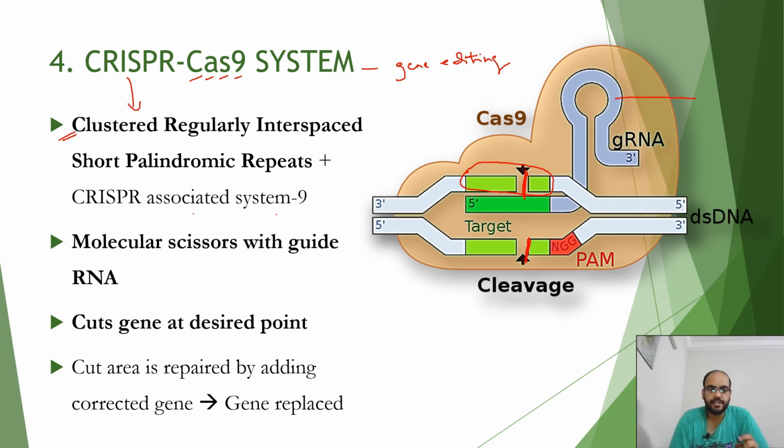So CRISPR-Cas9 system is actually molecular scissors with guide RNA in between. It cuts the gene at a desired point. The cut area is again replaced by adding the corrected gene. The gene is replaced, everything is hunky dory, everything is good. So you can use two systems to do gene editing known as TALEN and CRISPR.